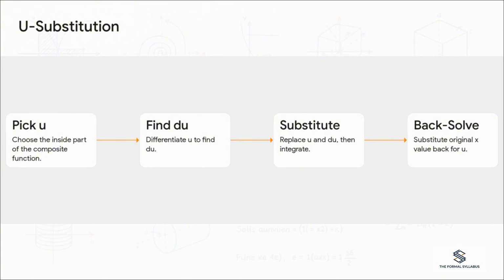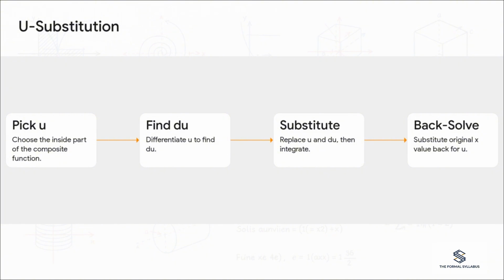First, you pick your u. This is usually the inside part of a composite function, like the stuff inside a radical or raised to a power. Second, you differentiate that u to find du. And remember, you might have to multiply or divide by a constant to make it match your integrand perfectly. Third, you substitute your u and du into the equation.